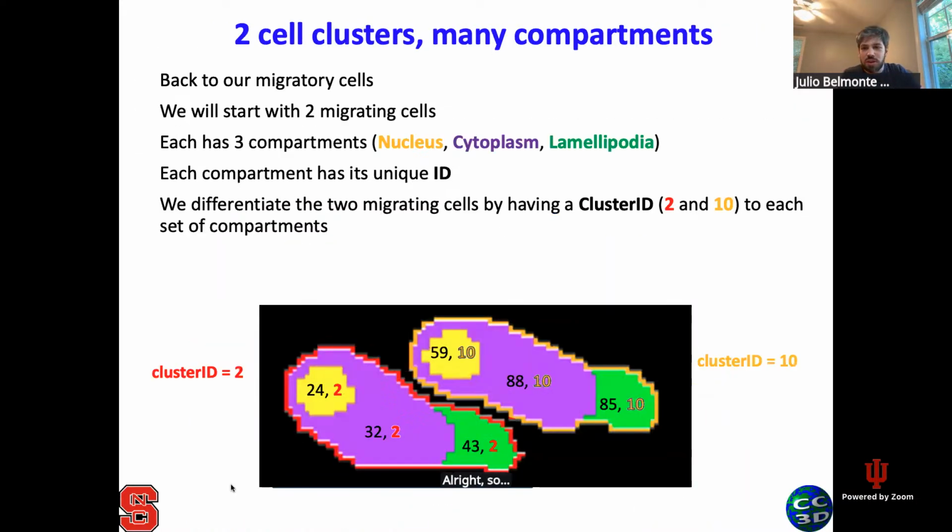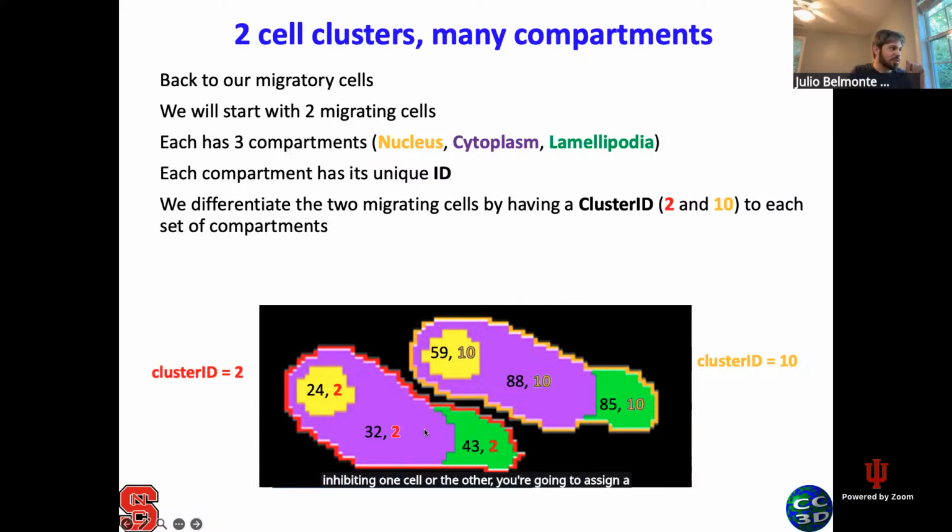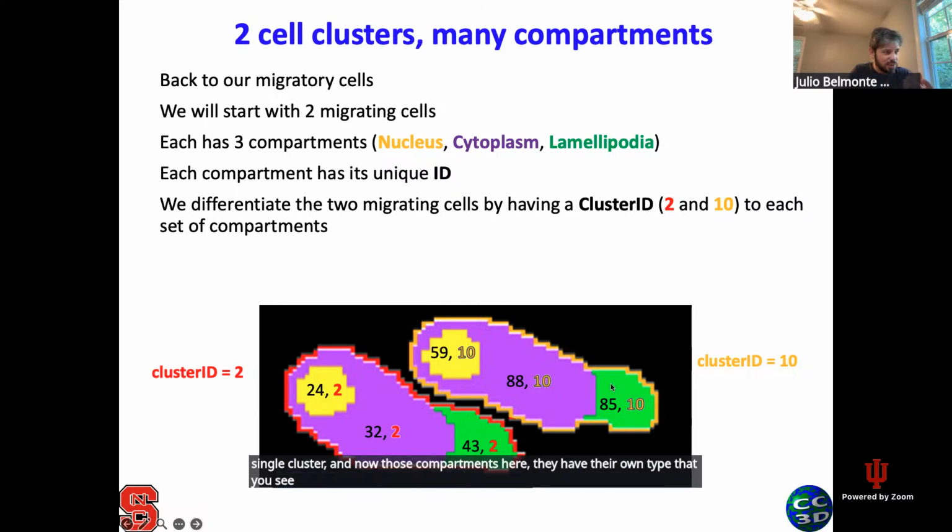All right, so going back to your cell migration model, we now want to put in two migrating cells. Each migrating cell should have three compartments: a nucleus, a cytoplasm, and a lamellipodium. To differentiate between one cell and the other, we're going to assign a cluster ID to them. So these cells have a nucleus, cytoplasm, and lamellipodium with cell IDs 24, 32, 43. The cell IDs can be any number, but they all have the same cluster ID 2, which makes them a single cluster. The compartments here have their own types, which you see by the color, and their own cell IDs 59, 88, 85. But what grouped them together is that they share the same cluster ID.